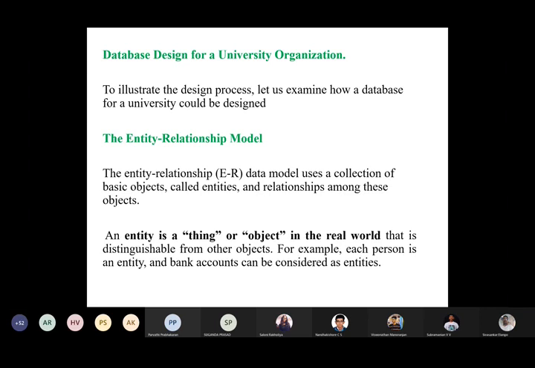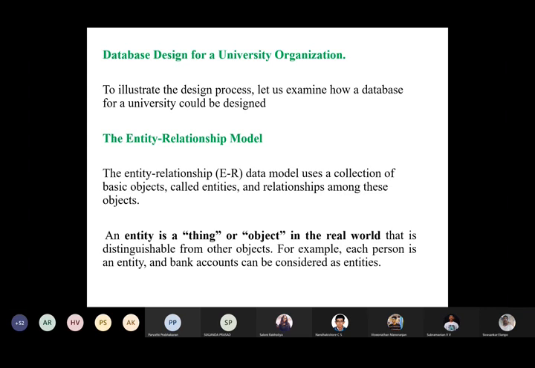It pictorially represents any database schema designed by means of this ER diagram. The important components in an ER diagram are entity, attributes, and relationship. So what do you mean by entity? It is an object of interest in a system that is distinguishable from other objects. It may have a physical existence or a logical existence, right? For example, in a university like ours, student is an entity, faculty is an entity, department is an entity, right?